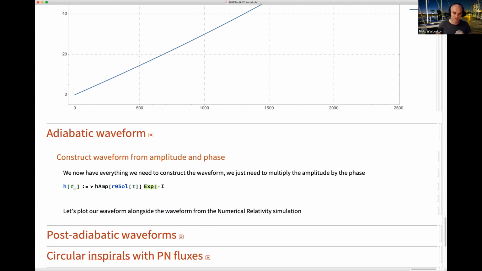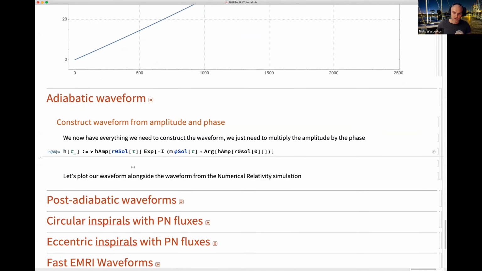Minus i m phi sol of t, and then there's some initial offset we have to get right as well. So initial phase coming from the complex amplitudes. So it's just defining the waveform as I wrote it out above.